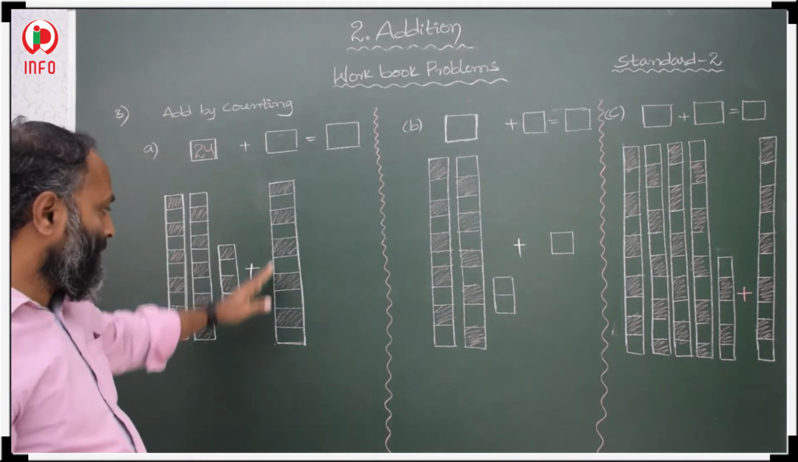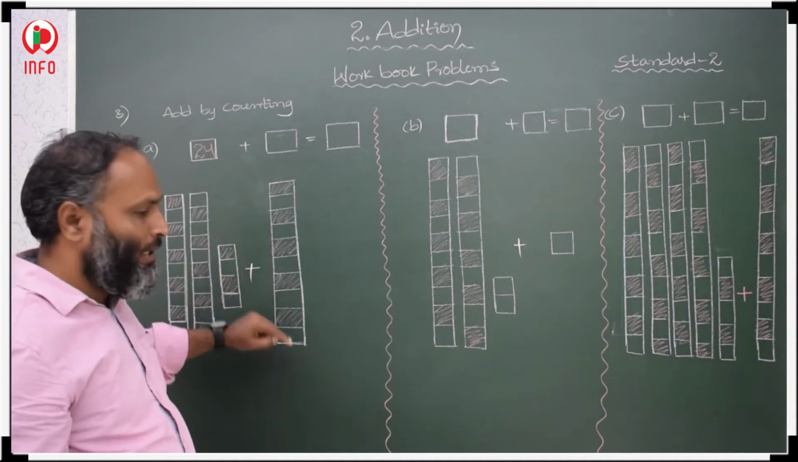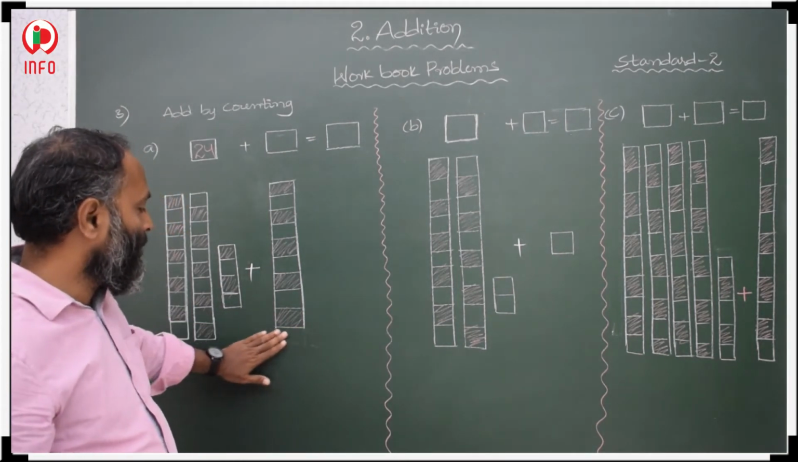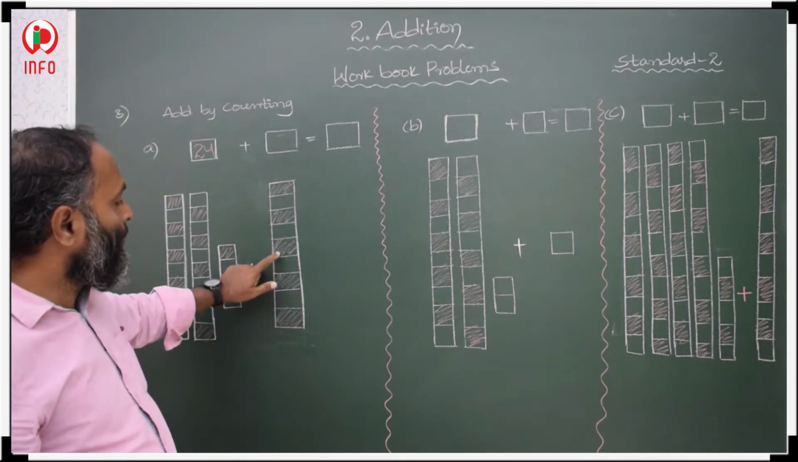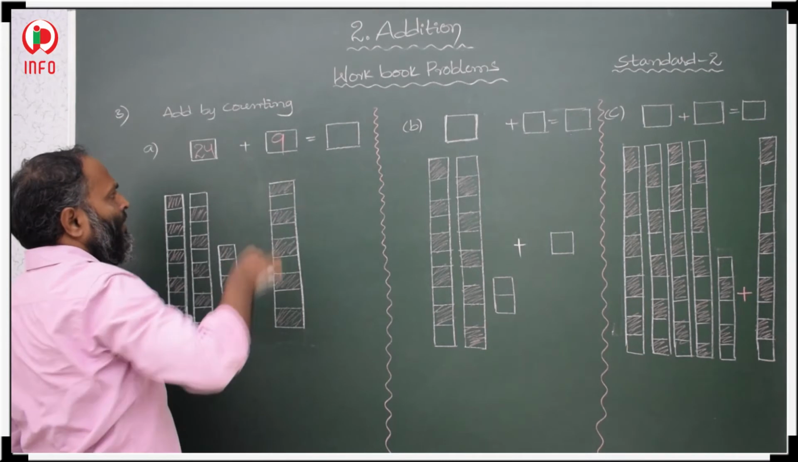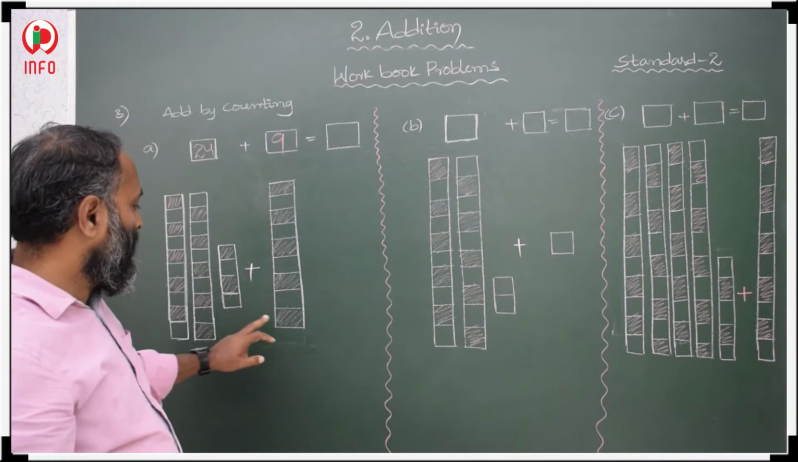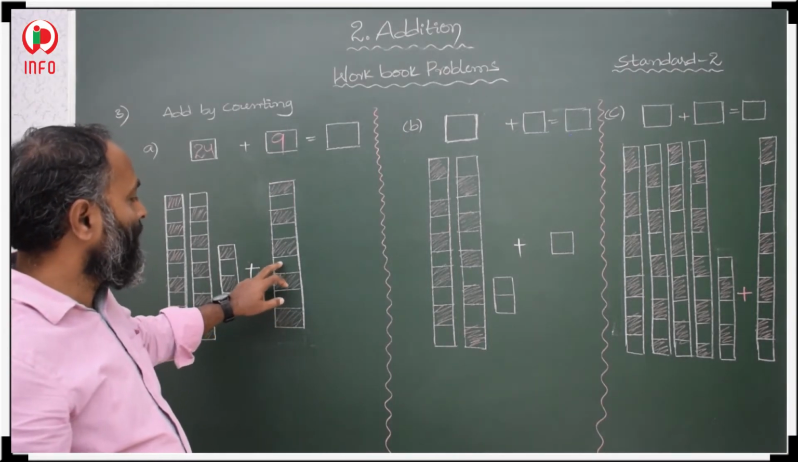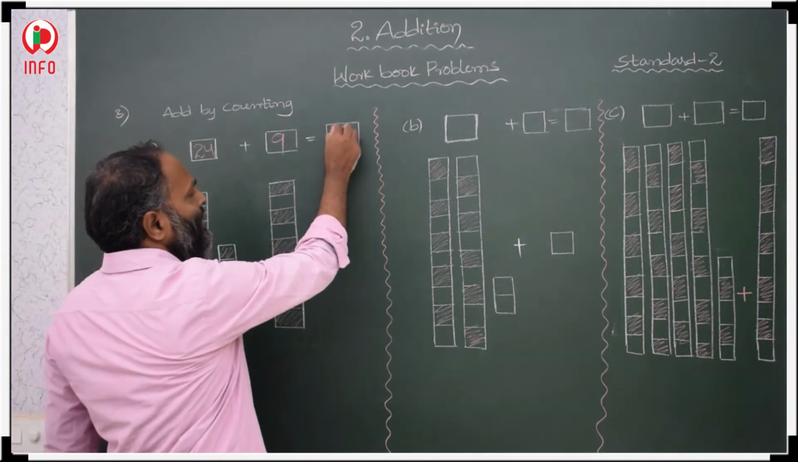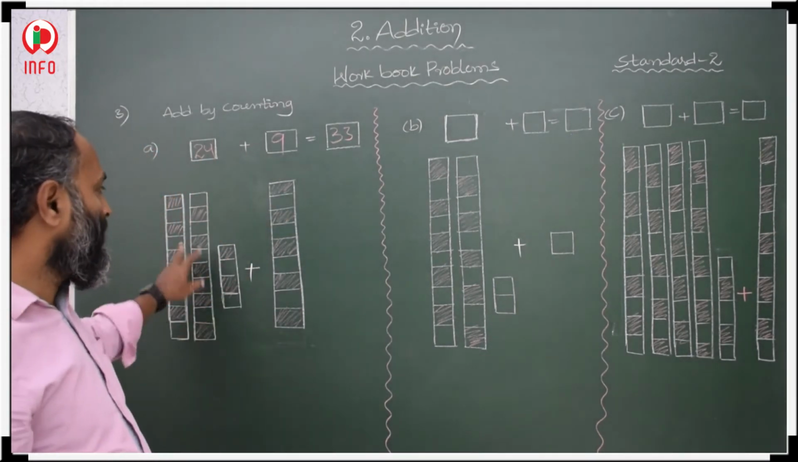Next, this second set: 1, 2, 3, 4, 5, 6, 7, 8, 9. In this, only 9 boxes were there. Don't take 10 boxes. Now you take 9 here. Then 24 plus 9 is how much? Counting on from 24: 25, 26, 27, 28, 29, 30, 31, 32, 33. The answer is 33. So we are adding by counting. We have to count and we have to add.